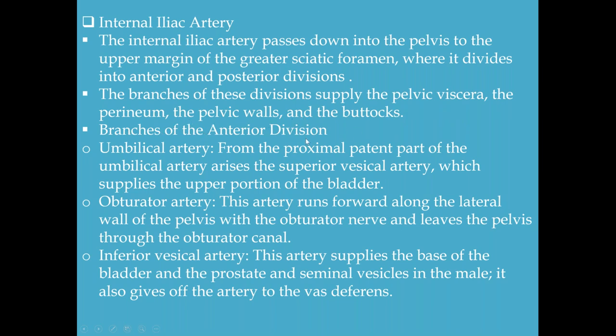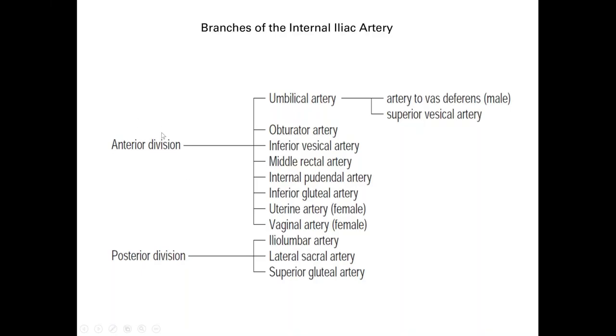What are the branches of the anterior division, and what are the branches of the posterior division? The anterior division gives the umbilical artery, the obturator artery, the inferior vesical artery, the medial rectal artery, the internal pudendal artery, the inferior gluteal artery, the uterine artery, and the vaginal artery. The posterior division gives the iliolumbar artery, the lateral sacral artery, and the superior gluteal artery.